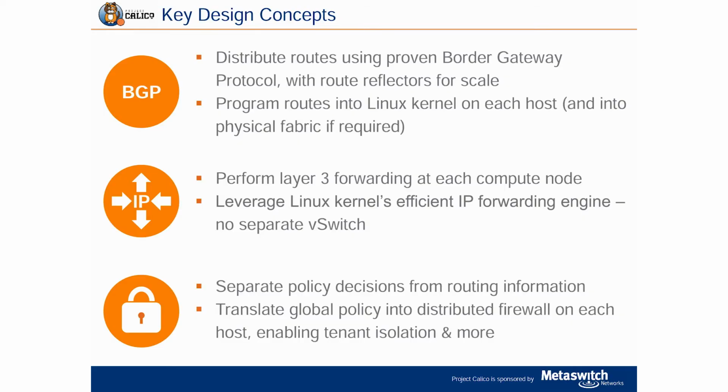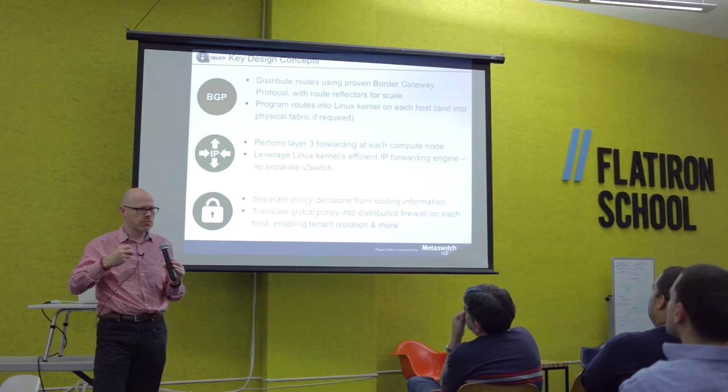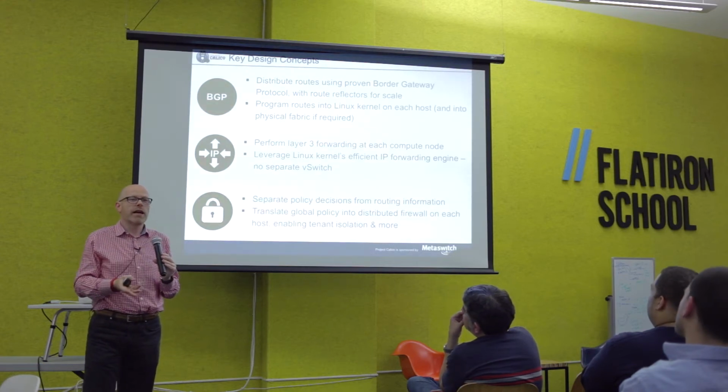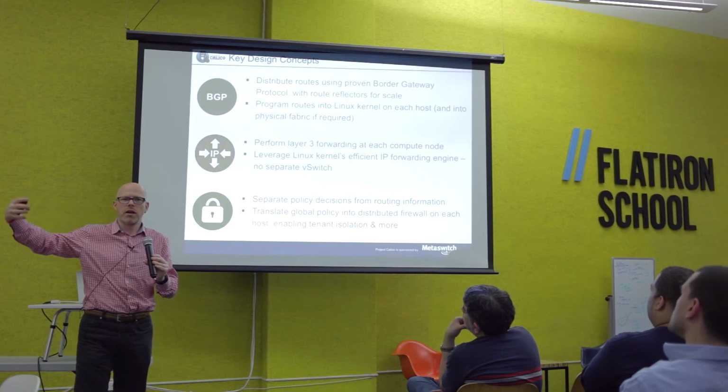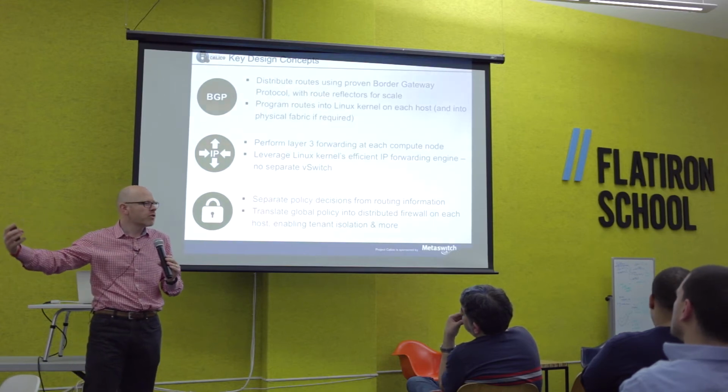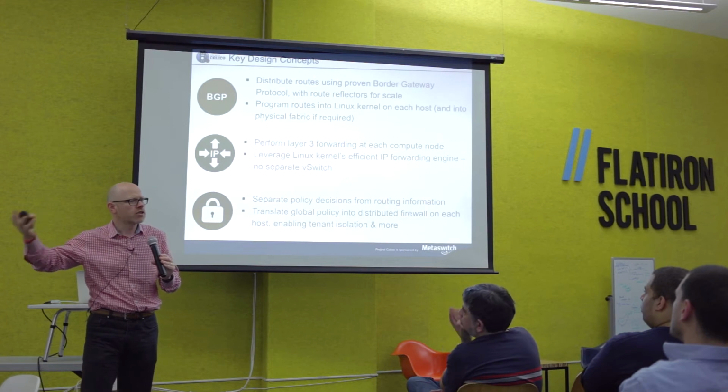So there's three aspects to implementing a solution like this. The first is distributing information about which IP address is located where and how do I reach it. So we use BGP for that. That's a proven protocol. It has the advantage that not only does it work within the Calico cloud, but when you plug an edge border router onto your data center, then it can just talk with that natively.